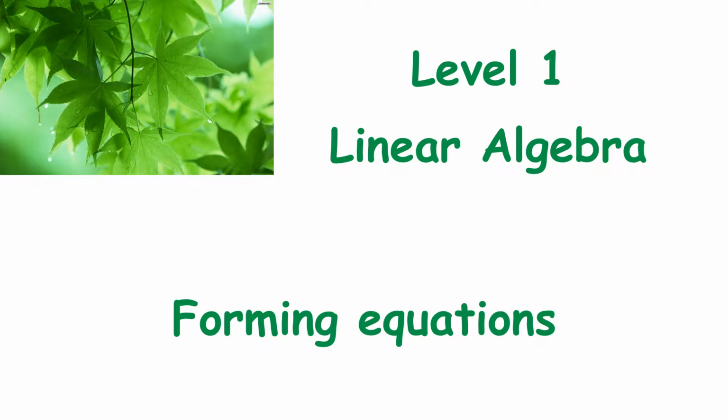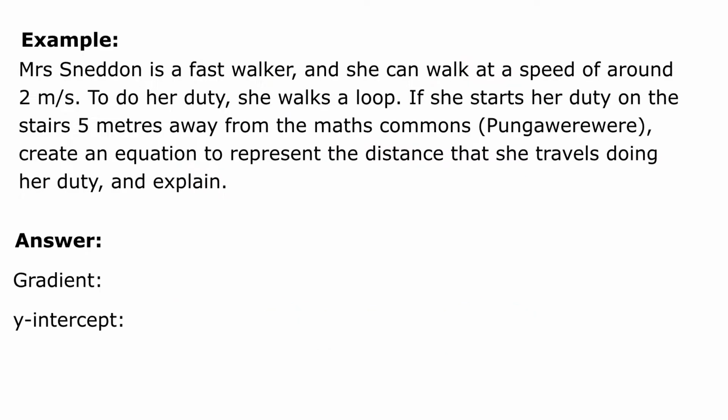So let's have a look at how to form equations. So here's our example. Mrs. Snedden is a fast walker. She can walk at a speed of around about 2 meters per second. So to do her duty at school, she walks a loop. If she starts her duty on the stairs 5 meters away from the maths commons, we want to create an equation to represent the distance that she travels doing her duty. And we want to explain this equation.